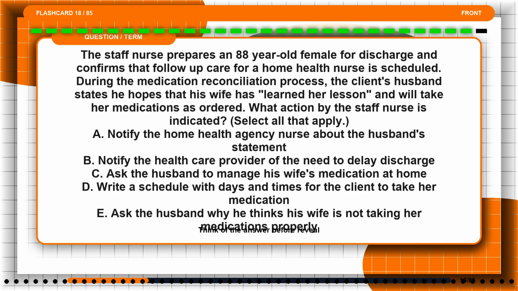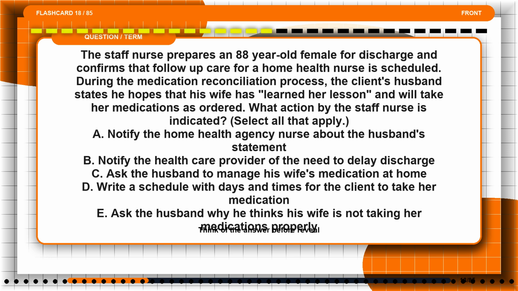Flashcard 18. The staff nurse prepares an 88-year-old female for discharge and confirms that follow-up care for a home health nurse is scheduled. During the medication reconciliation process, the client's husband states he hopes that his wife has learned her lesson and will take her medications as ordered. What action by the staff nurse is indicated?